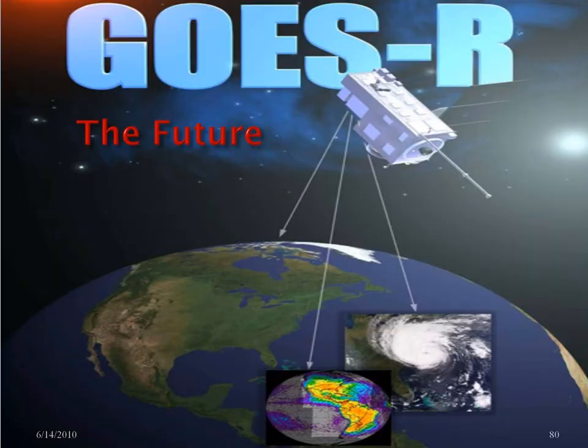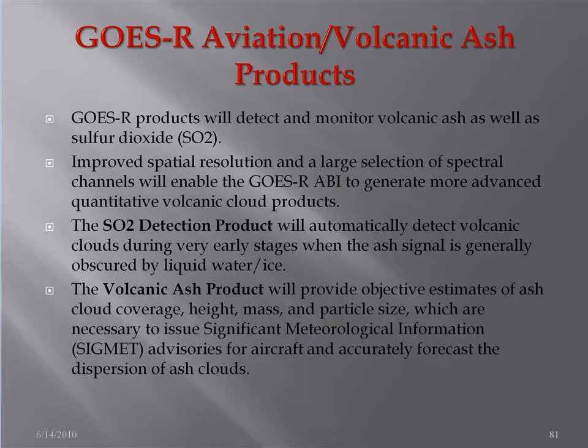And now for a look into the future with the GOES-R platform, which should be around in about 2017. A suite of GOES-R products will detect and monitor volcanic ash as well as sulfur dioxide, which often is co-located, sometimes not. We saw that with ash in the volcanic clouds. Current GOES operational volcanic cloud products are qualitative, primarily due to sensor limitations.